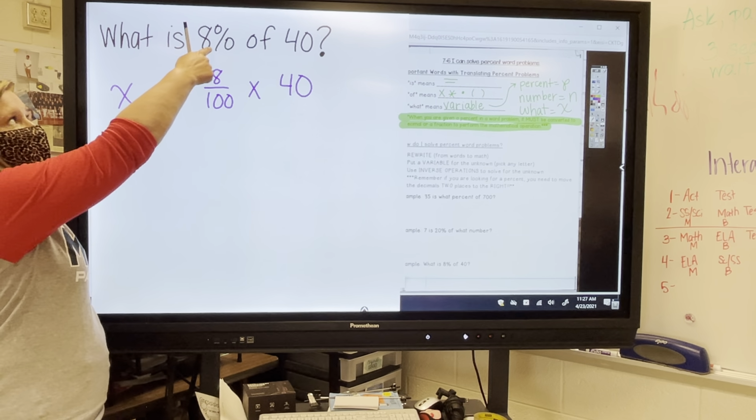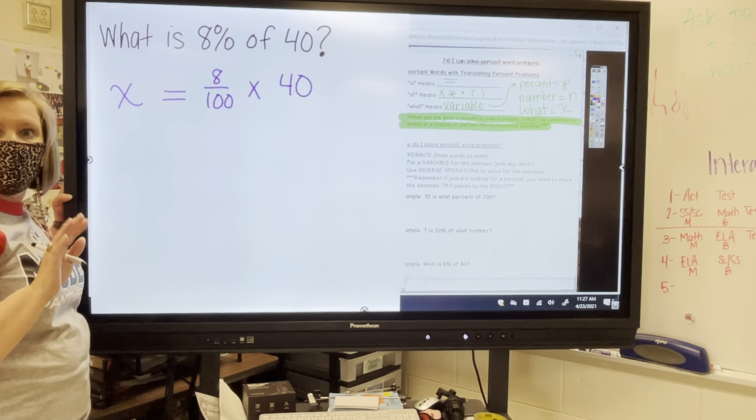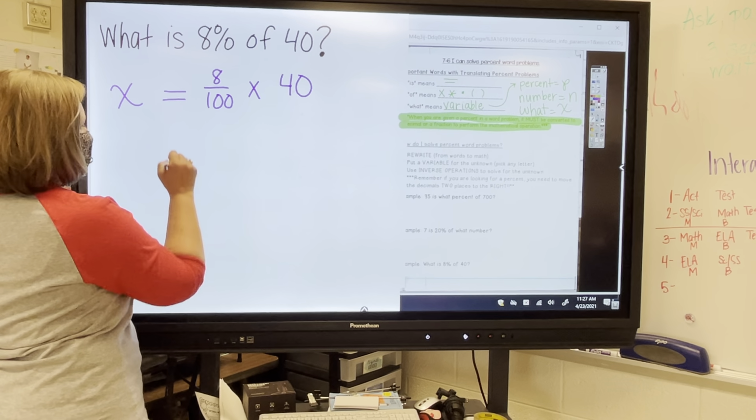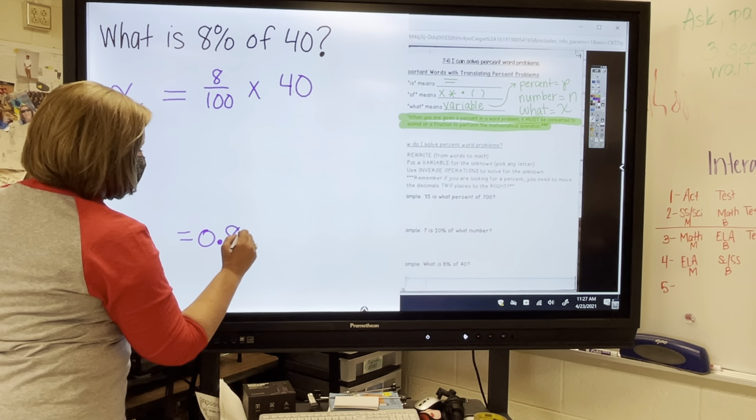How many people changed that to a decimal? That's fine. If you changed it to a decimal, you can leave it. It would be this. I'm gonna write it down here.